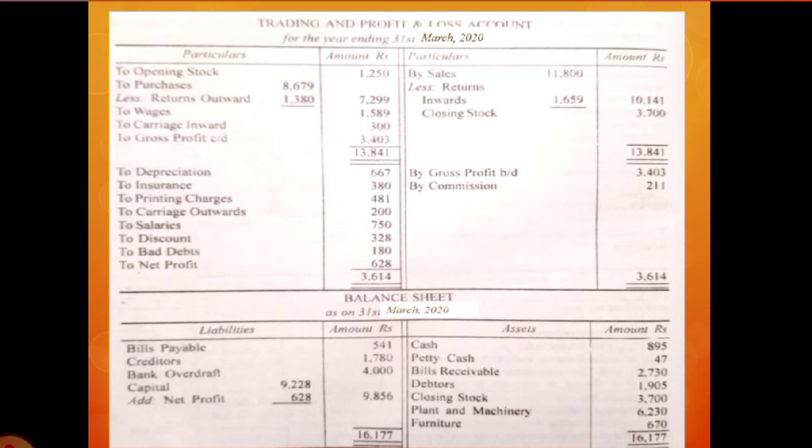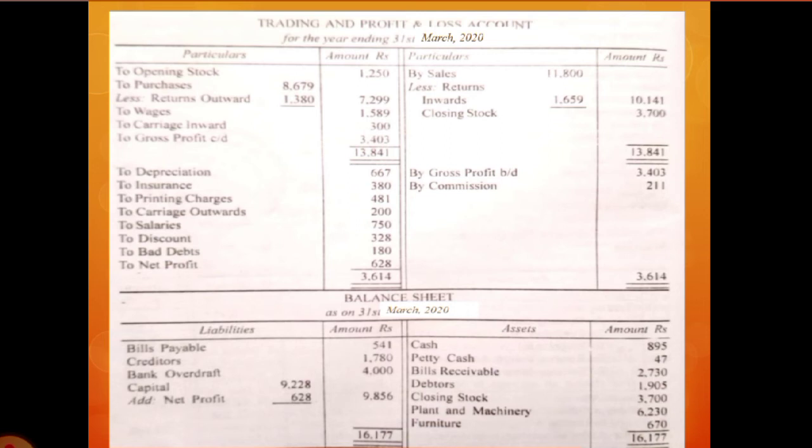So what we need to do is write the total, which is greater, on both sides in the same line, 13,841. Then we need to find the difference between the debit side and the credit side, and that will be the gross profit. Since the credit side is greater, the company is showing a gross profit. So on the debit side we write "To gross profit carried down": 13,841 minus the debit side items 1250, 7299, 1589 and 300. That amount comes to rupees 3,403. It is the gross profit.